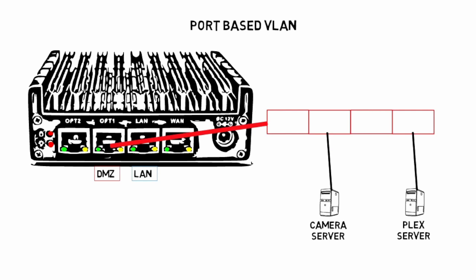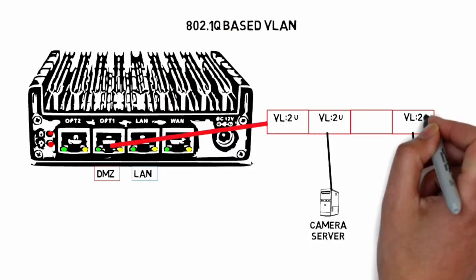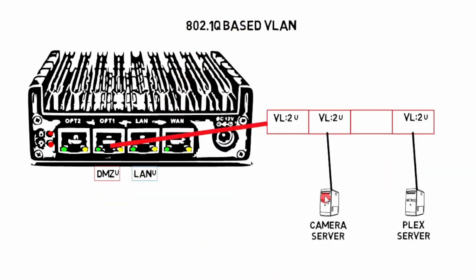So when I convert this over to an 802.1Q tagged VLAN, it needs to look exactly the same to all the other servers on the network. So let's see what that looks like. So I've created a VLAN, a tagged VLAN of ID 2. And you'll see here, each of the ports is defined as being untagged.